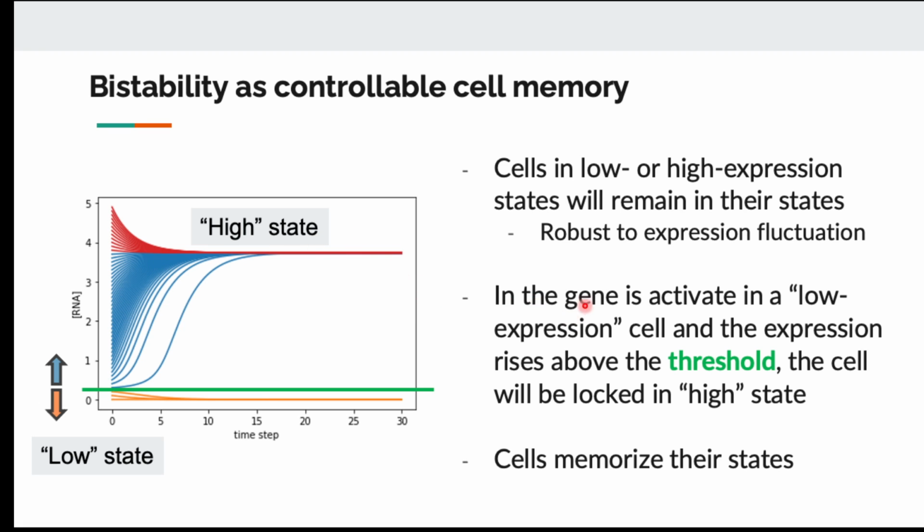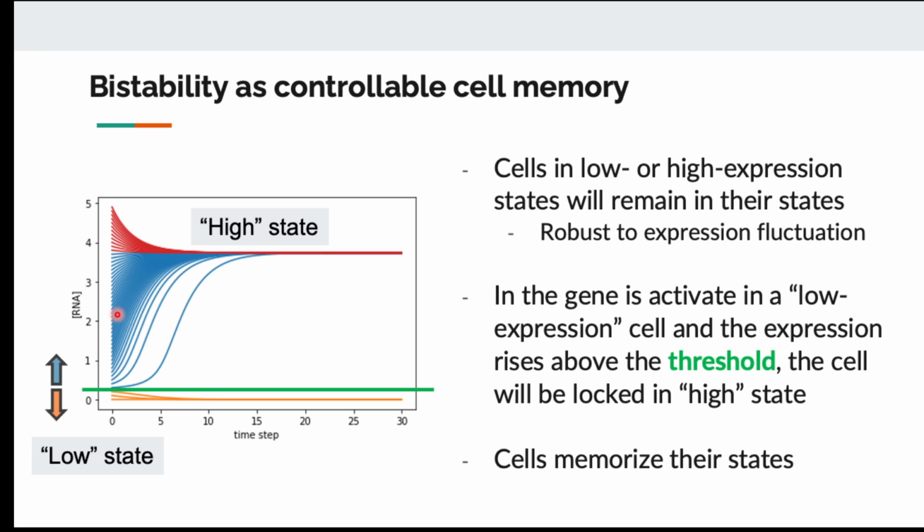So that means if you start with a cell in a low state and you treat the cell with a certain drug that activates the expression up to here, and then you stop giving the cell the treatment: if the gene that your drug targets doesn't have this mechanism, once you stop the treatment, the cell will go back to the original state.